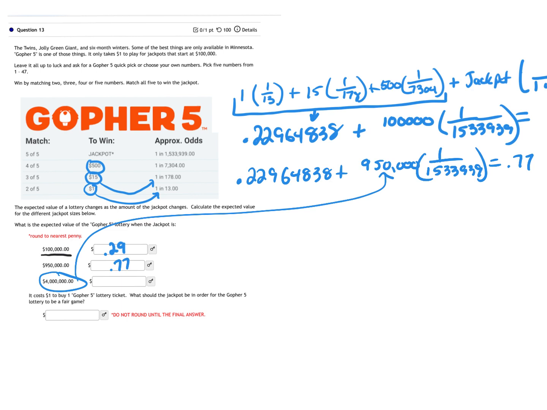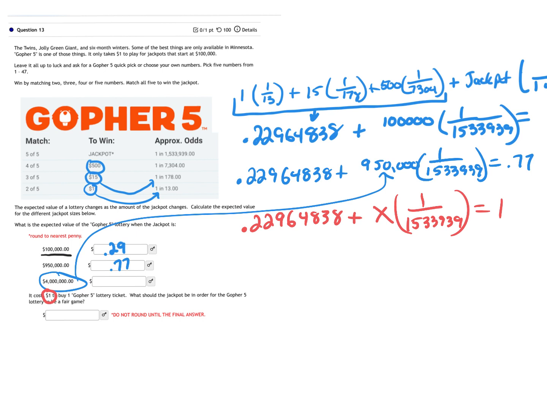Now, the last part is, how much would the jackpot have to be to make this a fair game? Well, to do that, again, we're going to start off with the expected value of all of the prizes except the jackpot, plus the jackpot. Now, I don't know what it is. That's what I'm looking for, so that's X times 1 over 1,533,939. And that has to equal 1. The reason why it equals 1 is because it costs $1 to buy a ticket. So when the expected value is equal to the cost of playing, that means it's a fair game.